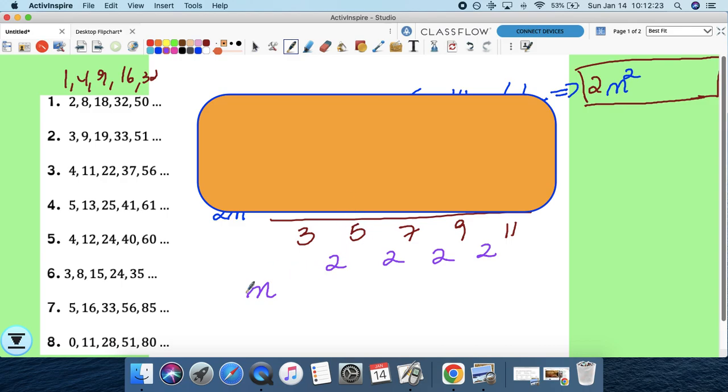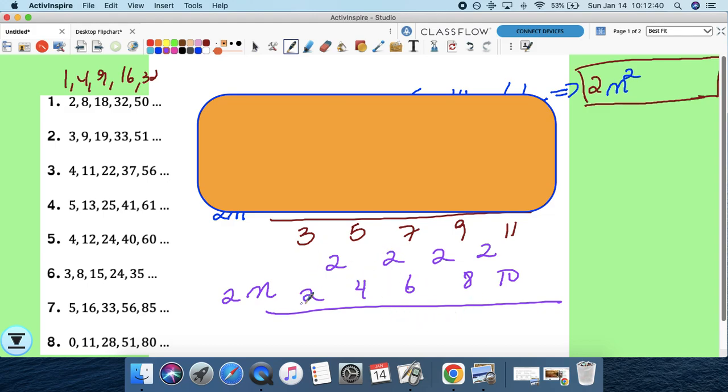So we're going to take that 2 and put it here. What does a 2n sequence look like? Think of your 2 times table. This 3, 5, 7, 9, 11, it's your 2 times table, 2, 4, 6, 8, 10. But if you think about it, it's your 2 times table with a little adjustment.